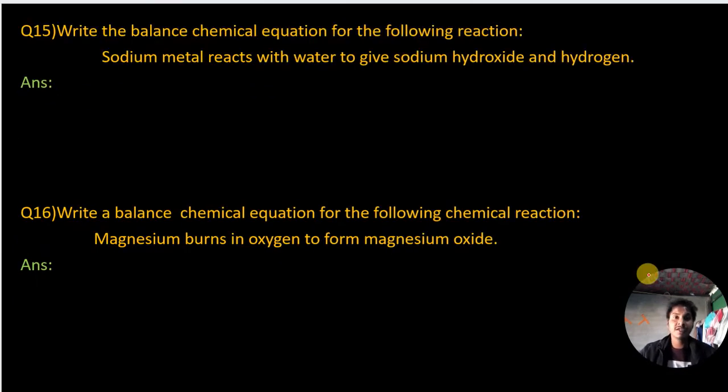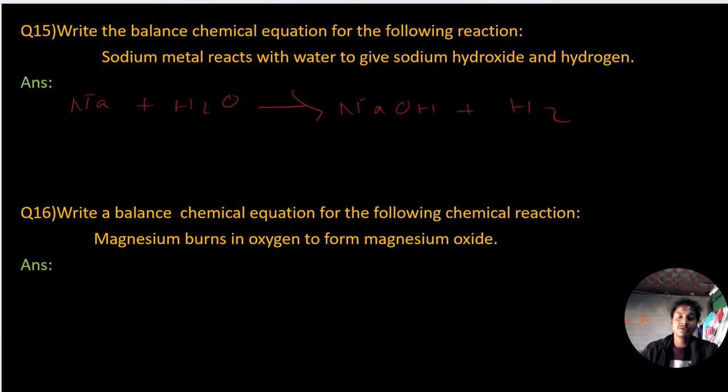Next problem, write a balanced chemical equation for the following reaction. Sodium metal, if you see sodium metal, that is Na, sodium metal plus water gives us what? Sodium hydroxide, NaOH, plus hydrogen gas.